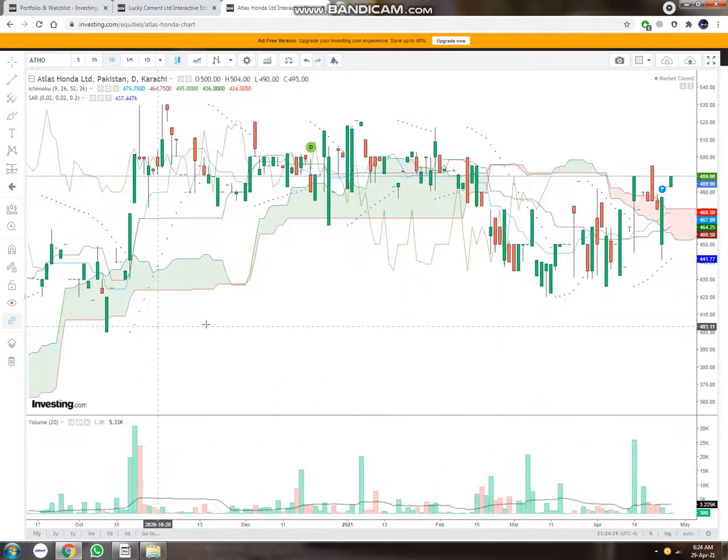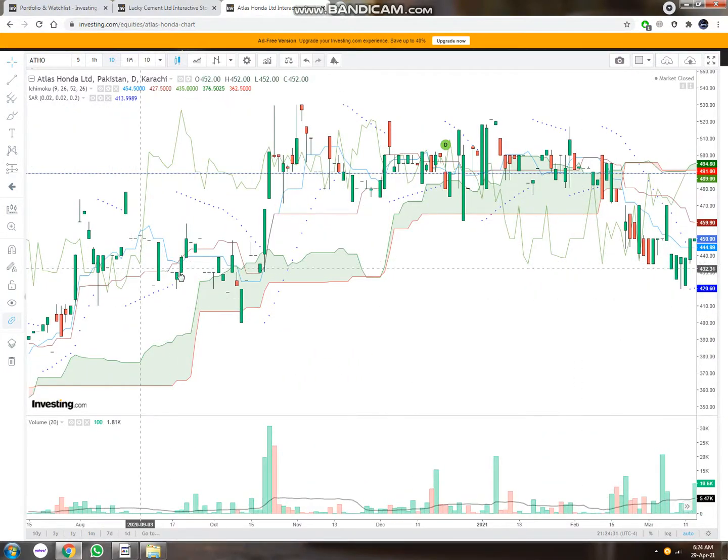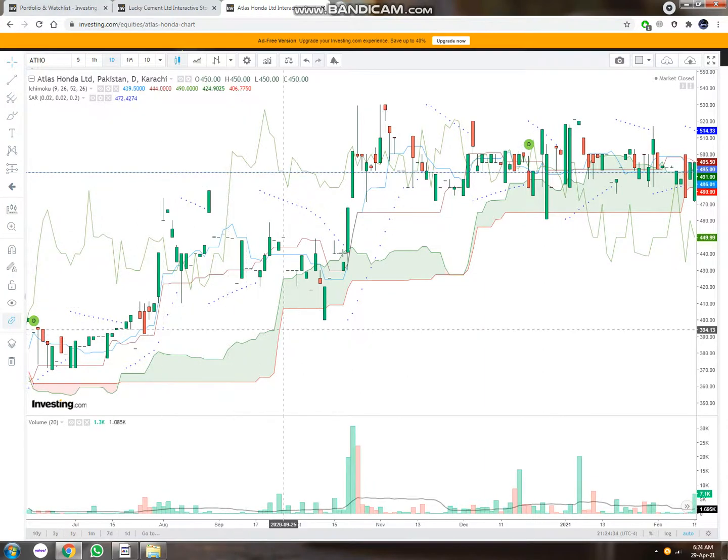Now let me show you somewhere here. Right here, you can see the blue line crosses the red line, moves along with it, and then at this point, sell at this point. You can see this is a simple method to use.